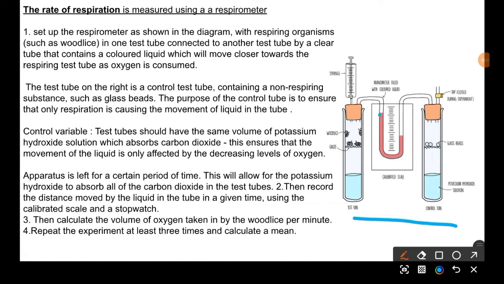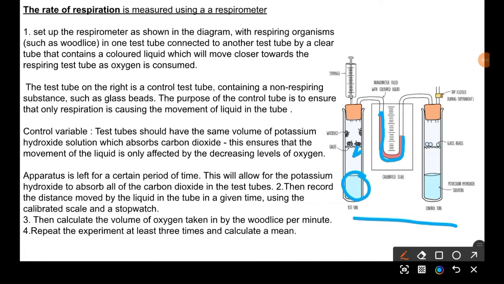Most of the time you just have a drop of liquid in the tube, but the person here used a manometer. I don't know much about a manometer, but basically what we do is we put a sort of substance to absorb carbon dioxide. In this case, we put potassium hydroxide. You can also put soda lime, which absorbs carbon dioxide. So, the carbon dioxide that they let out doesn't actually have an effect on the experiment anymore because it's absorbed.